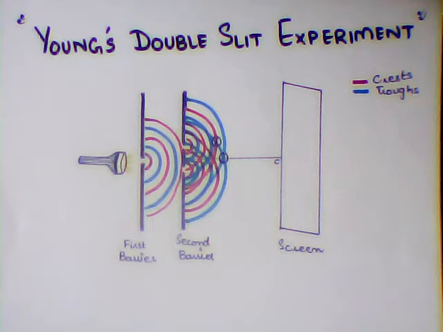Assalamu alaikum. Hello friends. In this video, we will learn Young's double slit experiment and its derivations. In derivations, we have the equation for path difference and the equation for the position of dark and bright fringes. Alongside, we also learn constructive and destructive interferences.